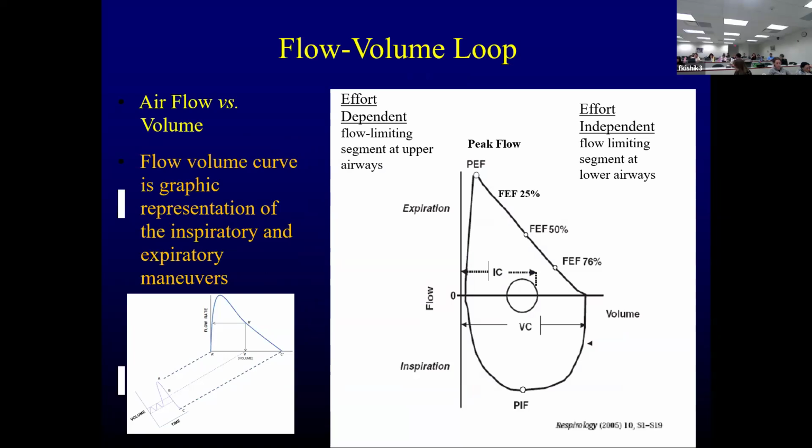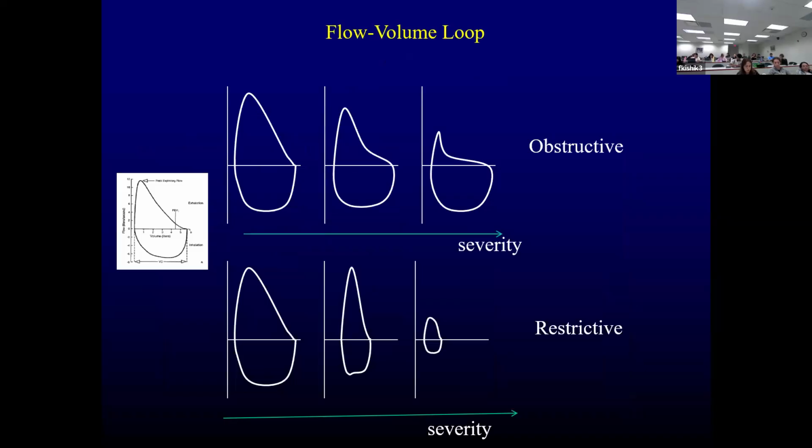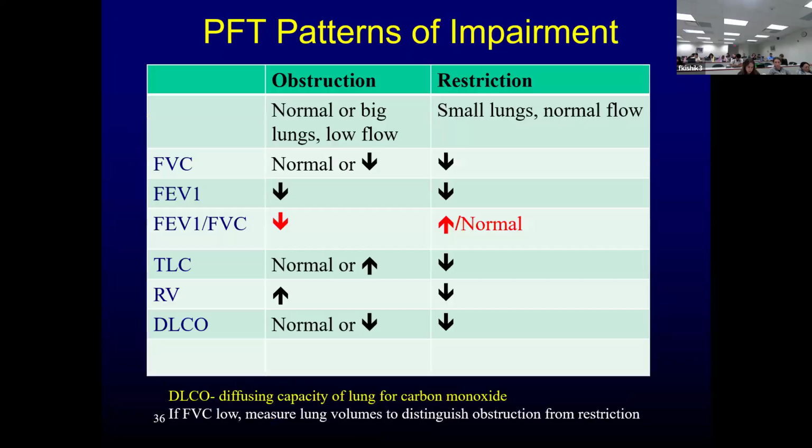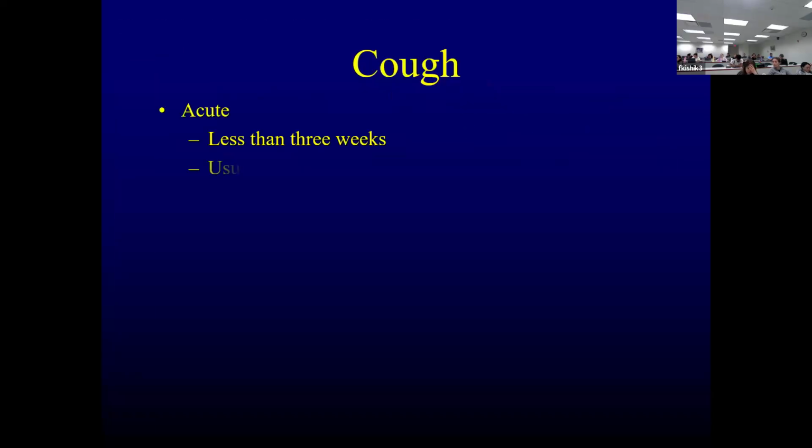In obstructive lung disease, this goes down. In restrictive, it remains the same. I showed you that. In obstructive lung disease, it goes down. In restrictive lung disease, it stays the same for a very long period of time. That is the peak expiratory flow.